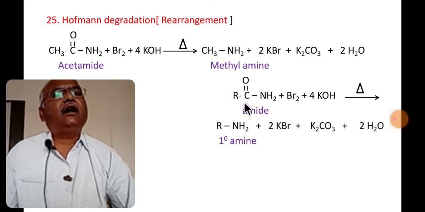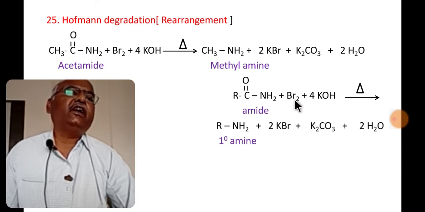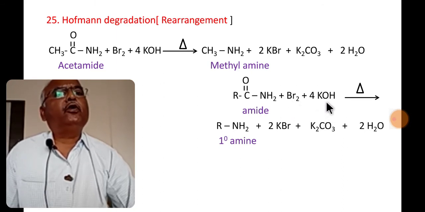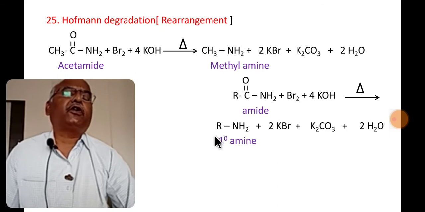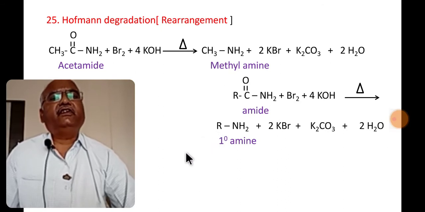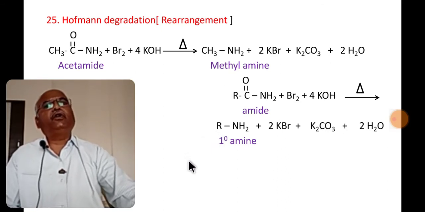This is amide, RCONH2. It is treated with bromine and KOH, water, heated. Primary amine is the main product. So remember, this is a step down reaction.